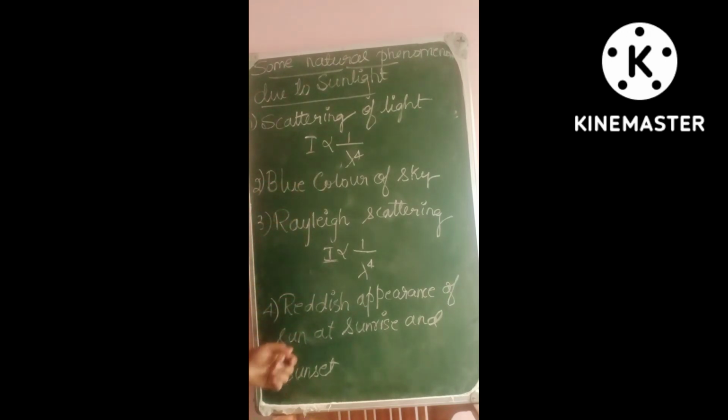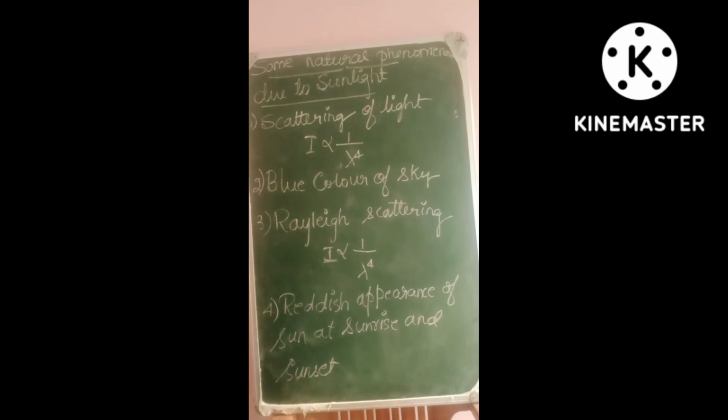Next, the last one is the reddish appearance of the sun at sunrise and sunset. At sunrise and at sunset, the rays have to pass through larger distances. Since I is inversely proportional to the fourth power of the wavelength, most of the blue and other shorter wavelengths are removed by scattering. The least scattered red and orange colored lights reach our eyes. This is the reason why the sun appears reddish at sunrise and sunset.